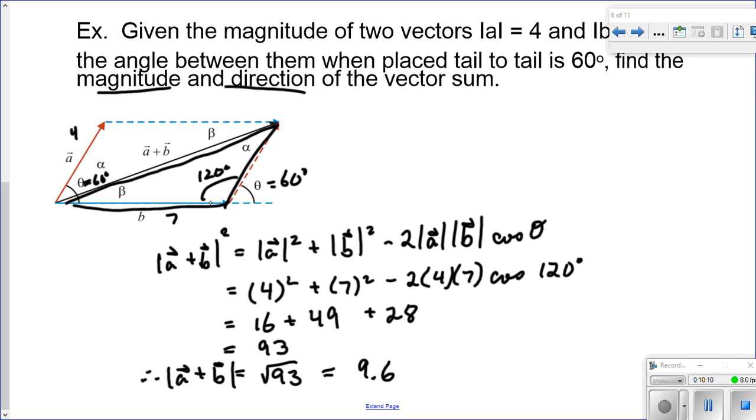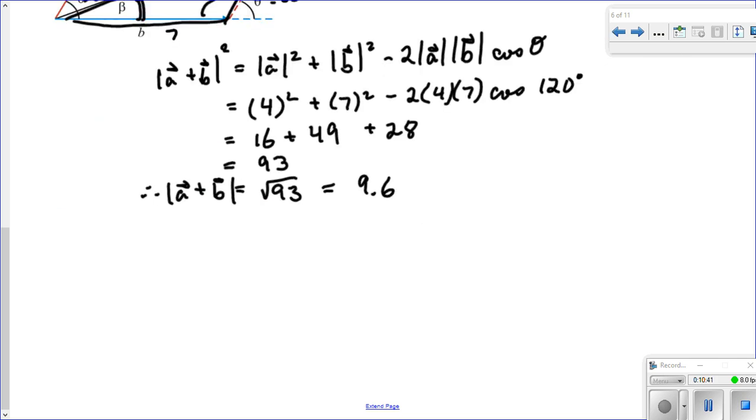If this was 7 and this was 4, and I have it at this angle, clearly my resultant vector sum is going to be bigger than 7. It certainly wouldn't be 7 plus 4, it won't be 11, but it would be somewhere between 7 and 11. Now direction. I want direction. I want B here, so I need sine law for B. Let me just pause this and work this out.